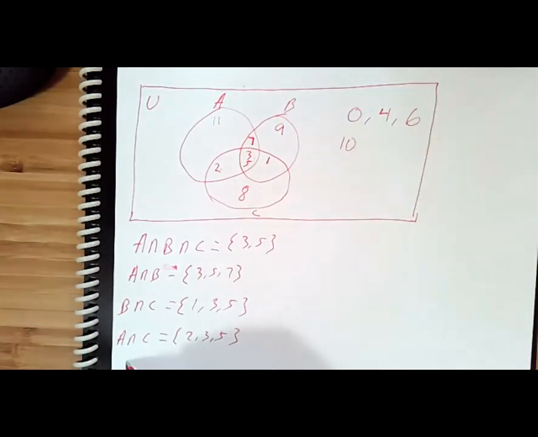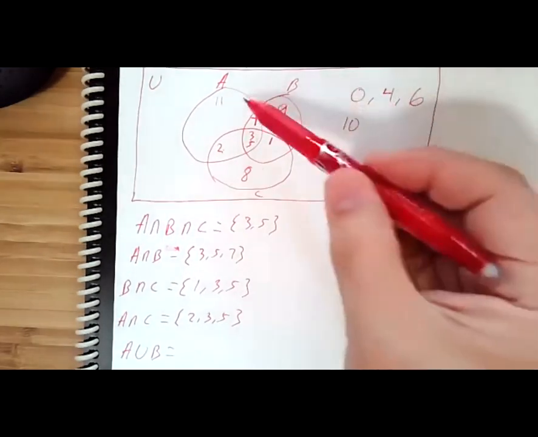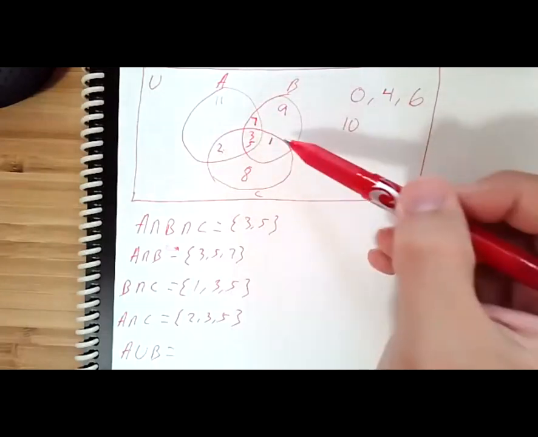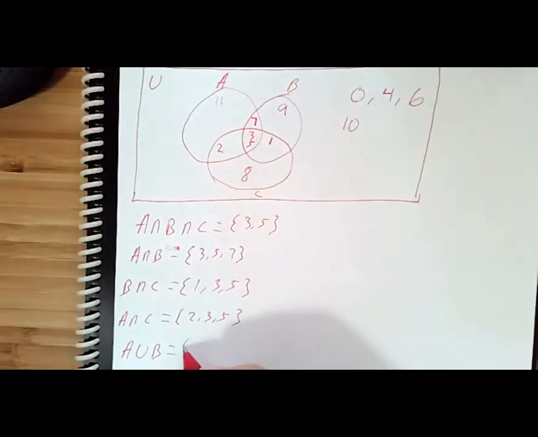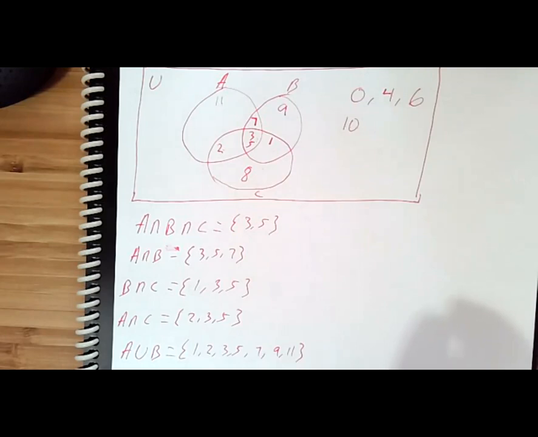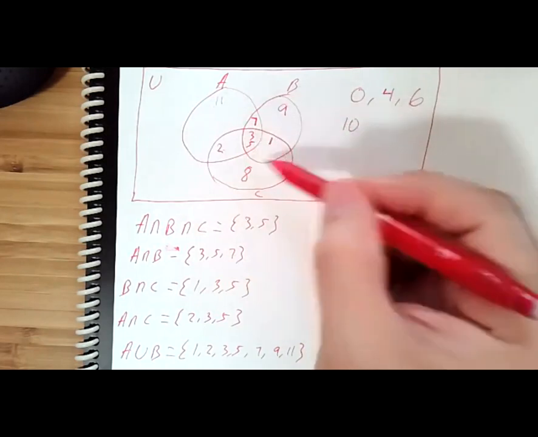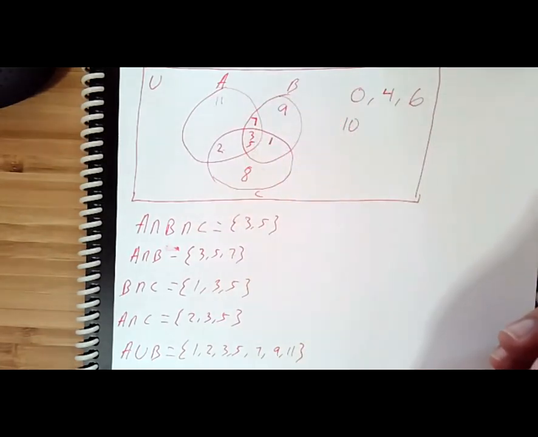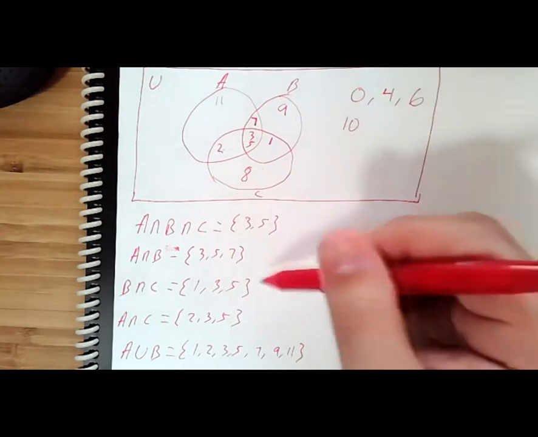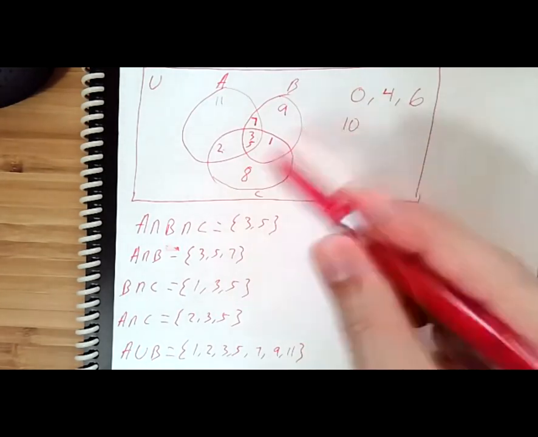Right, and then A union B would be both A and B together. So it'd be 1, 2, 3, 5, 7, 9, 11. Right, all these 2 circles together, A and B. I mean, they didn't ask for any of this, but I just want you to see how it's all there, right?